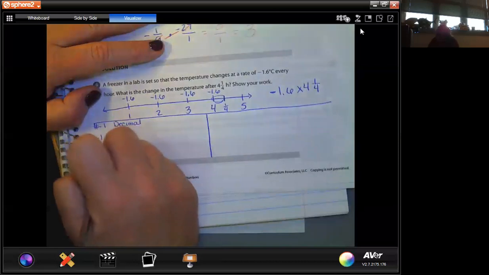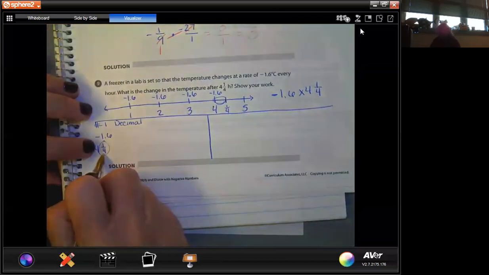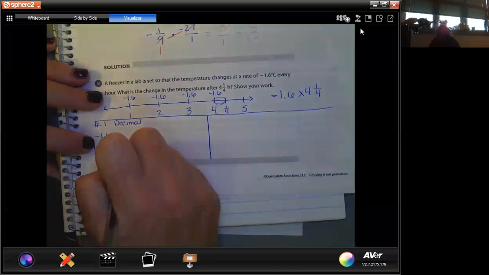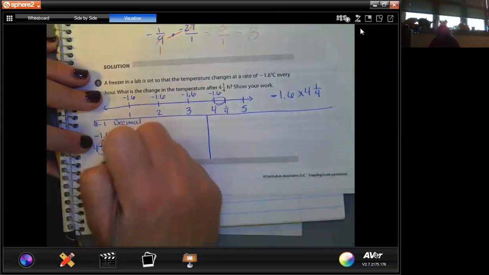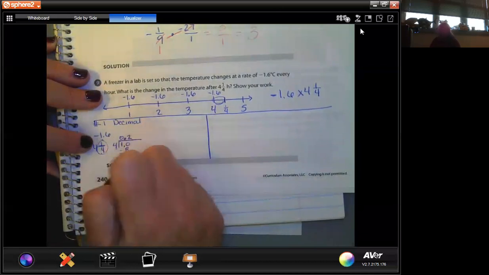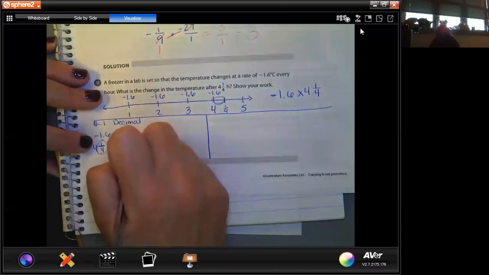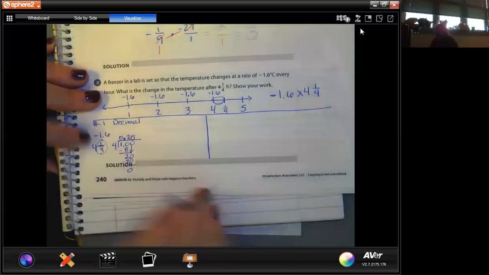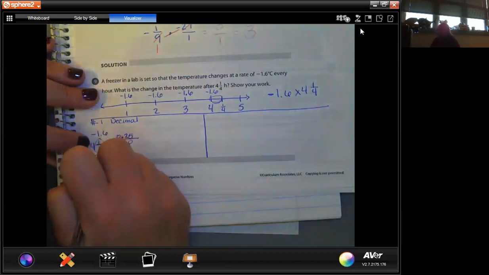Negative 4 1/4. To change a fraction into a decimal, it's division. So this is 1 divided by 4. 4 doesn't go into 1, so put a placeholder 0. 4 goes into 10. Bring the decimal up. 4 goes into 10 twice. 2 times 4 is 8. Subtract, that's 2. I have a remainder, so I add another 0 and bring it down. 4 goes into 20 5 times. That's 20. Subtract, and I have my answer. So this is really 4 25/100ths.